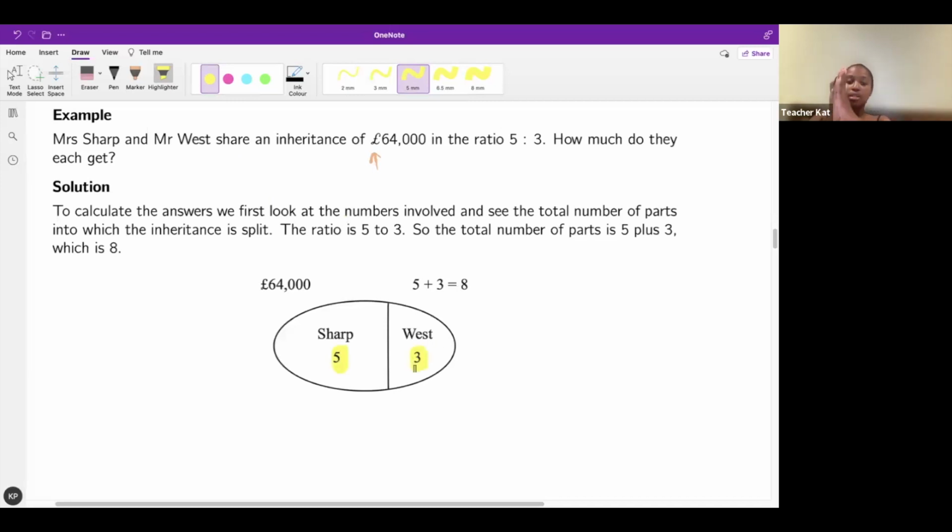So in total, what is it worth? If one part of it is 5 and one part is 3, then all of it is 8. Do you guys understand why we are adding here? I know you guys know this method, but you need to understand why we do it. So in total, there are 8 parts in this 64,000.